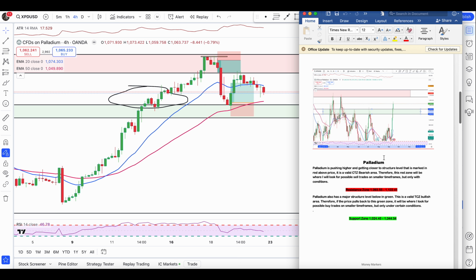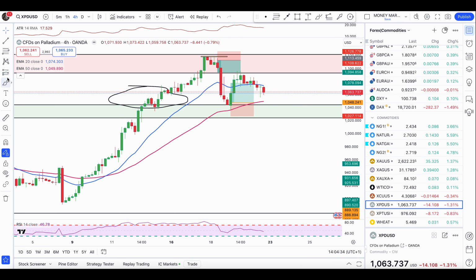If you enter your trades with condition from the zones, see how nicely you can make money in the market. Right here, this was the area. Above was resistance, as you can see in red, and below was support, as you can see in green. The report was sent to the members and I told them to wait for the price to come back to this area. If it does, we're going to enter a buy trade.